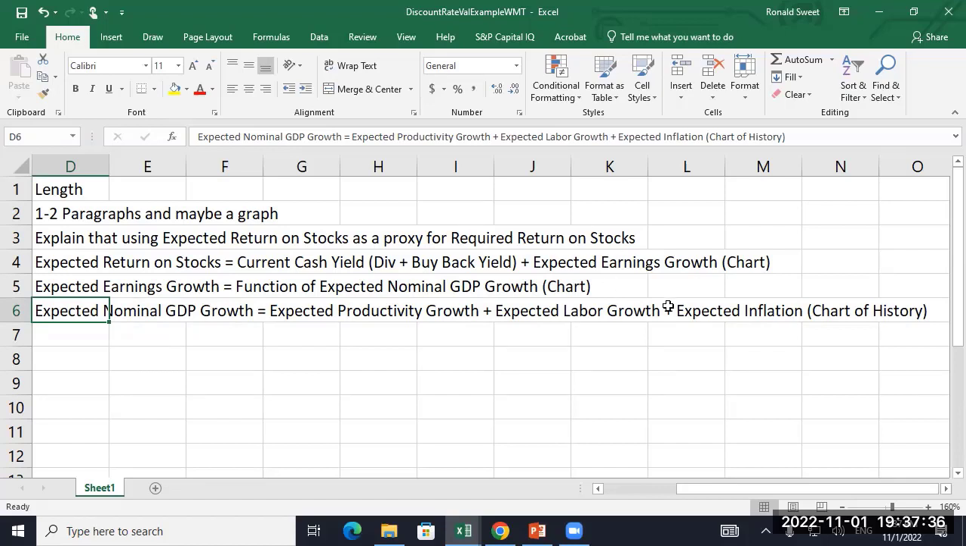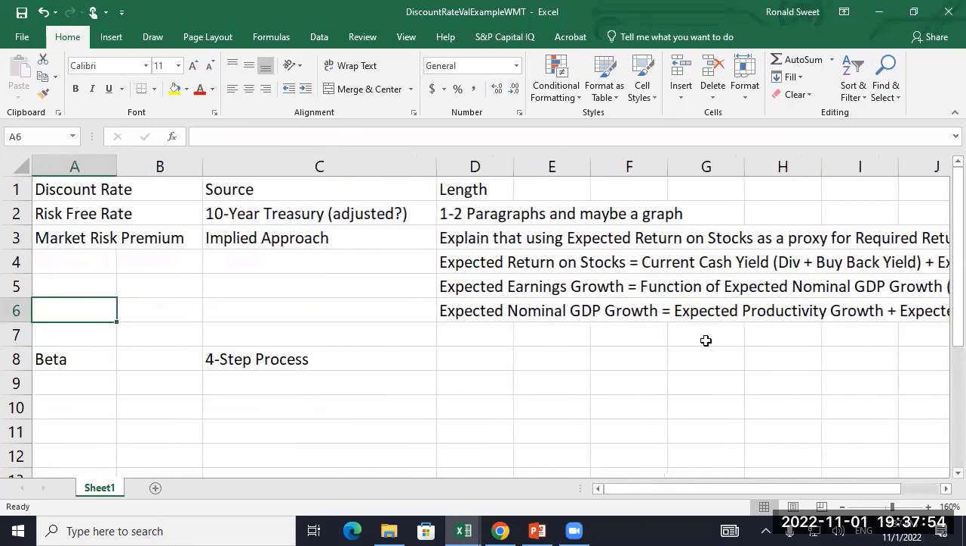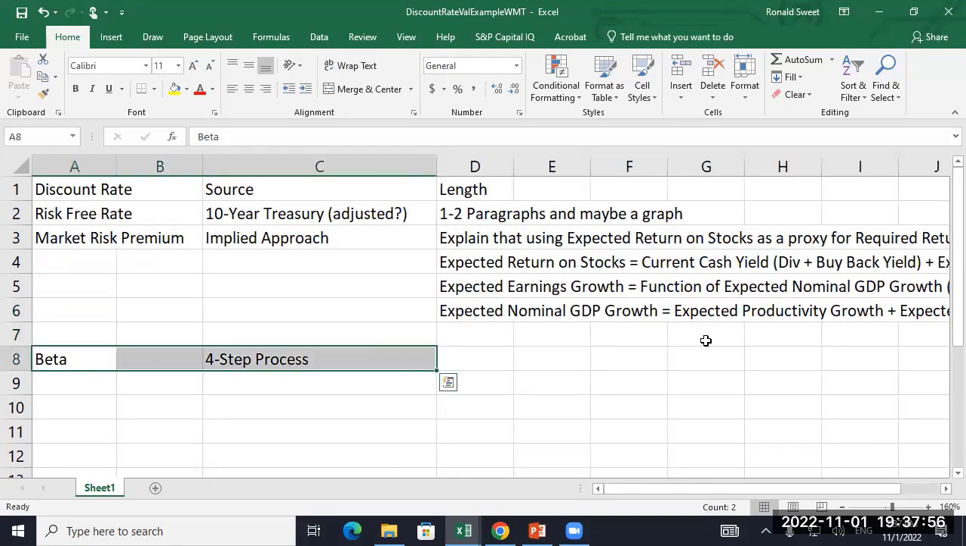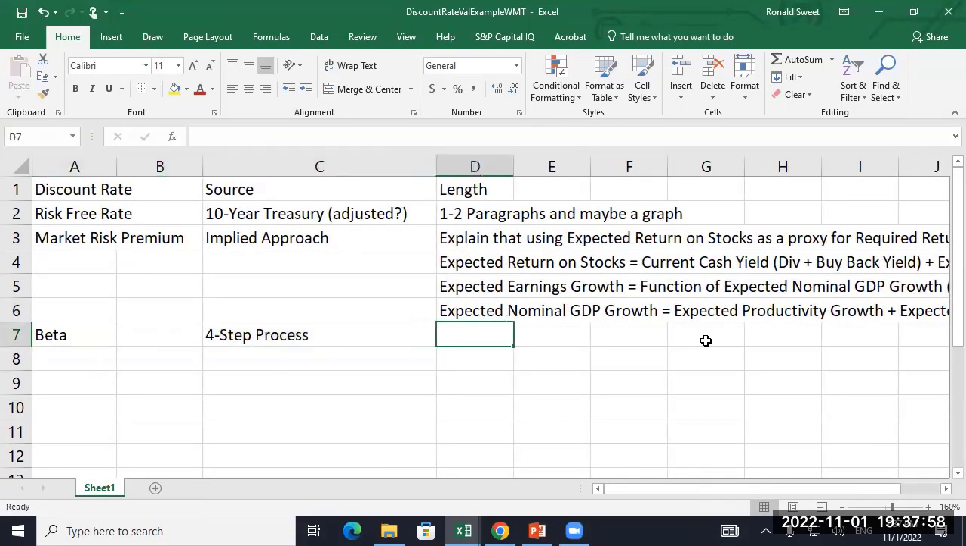On expected inflation, that's the one where you could do a little work if y'all wanted to do the forward curve. I have a video that shows you how to do the forward curve. If you want to, you can see what inflation rate is priced into the treasury markets. That's not a bad way to forecast it. But that's essentially what you're going to do there. So that's going to give you your expected return on stocks. And then the four-step process, we already talked about that. So we'll go through that when we do this.